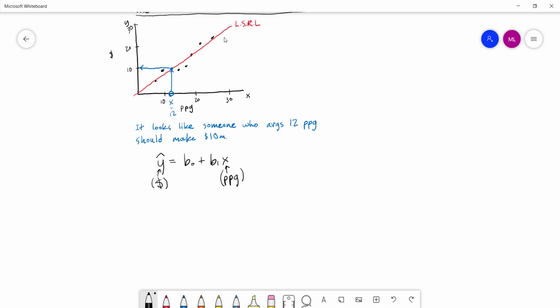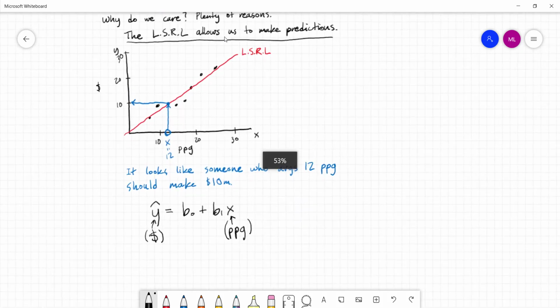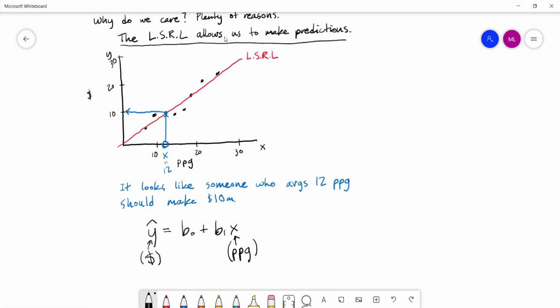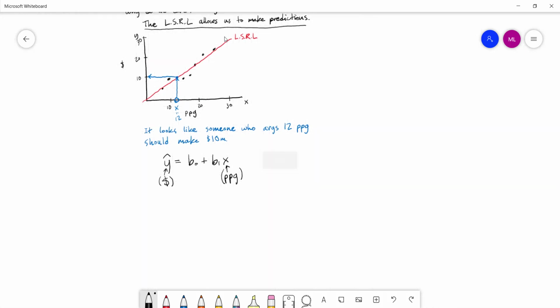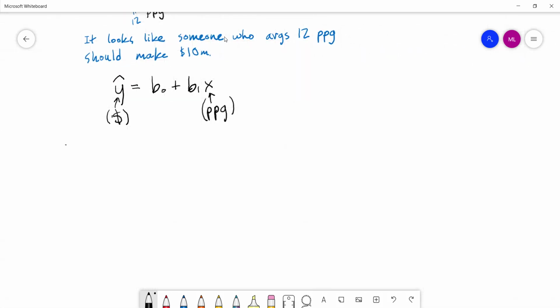But that's the whole point. It allows us to make predictions. And this may seem trivial in this one little context, but it turns out the applications of this are incredibly far-ranging. This is the basis for all of artificial intelligence and machine learning.